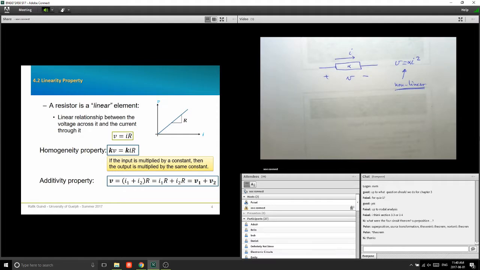But this is important for the future because transistors and diodes, which are electronic components, are non-linear. They have a voltage-current relationship which is not linear, and we're going to be using that. The other property is that the response to a sum of inputs is the sum of the responses to each input applied separately.